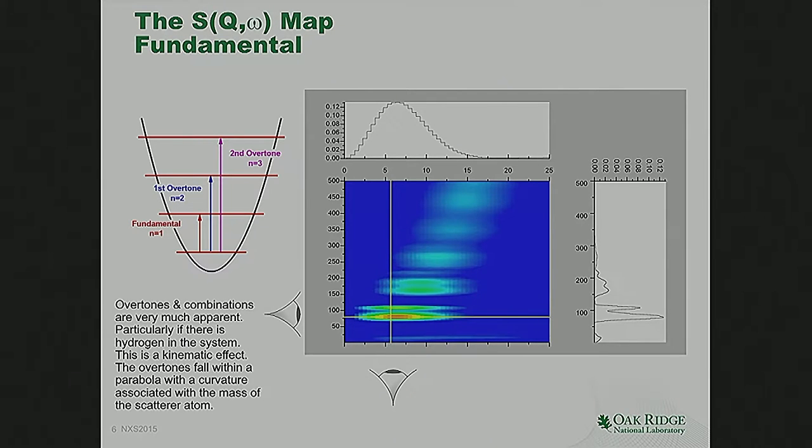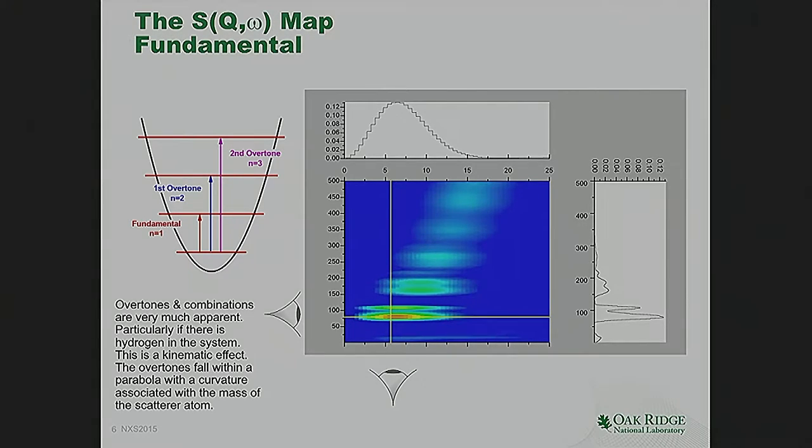If you now look at the shape, this is the S(Q, omega) map that essentially contains the information, momentum and energy transfer. Along this axis, I have energy transfer. Along this axis, I have momentum. So if I look just at a fixed value of momentum transfer, this is what I see. This is the spectral intensity that I have. And this is what I call inelastic neutron scattering, what I'm interested in looking at.